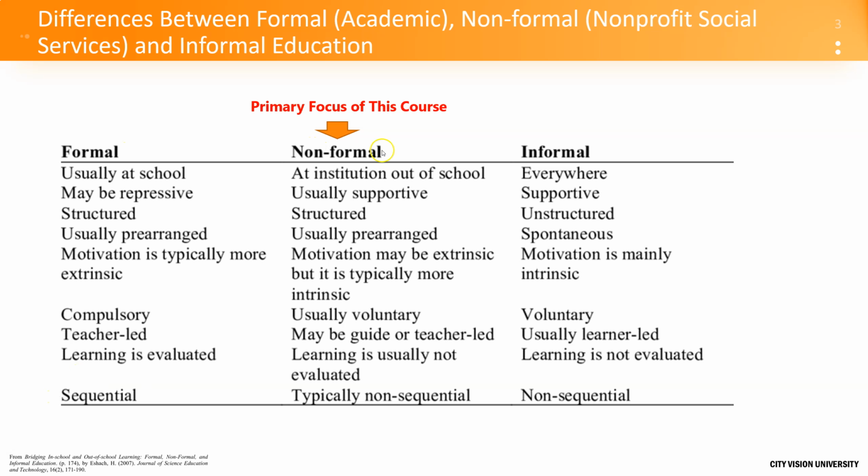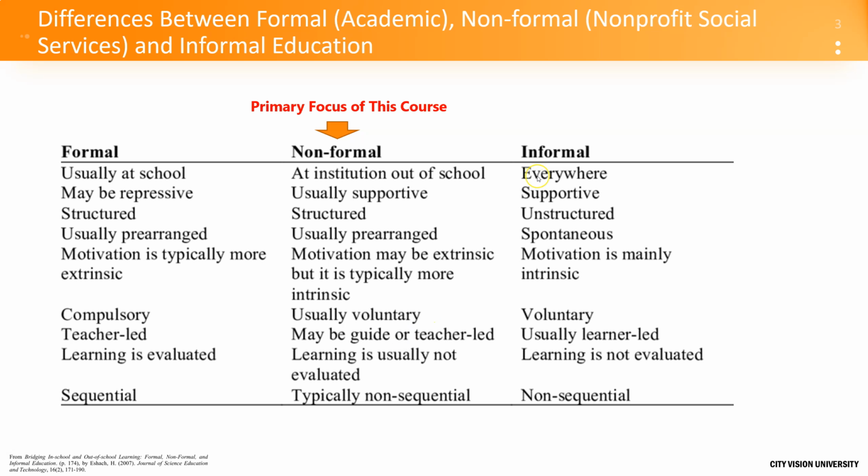In international circles, you divide learning into formal, non-formal, and informal. So non-formal is at an institution out of school, usually like a nonprofit organization. It could be at a church or a ministry. It's often structured. Often people want to be there. It's more voluntary. A lot of nonprofit organizations might have a training but may not have a test. So some of you will, some of you won't.